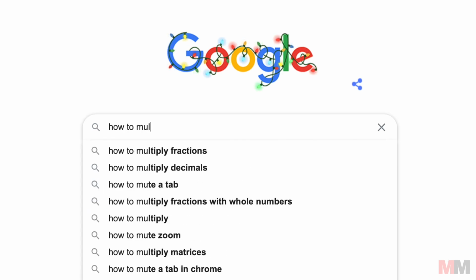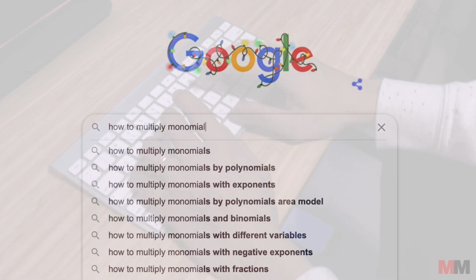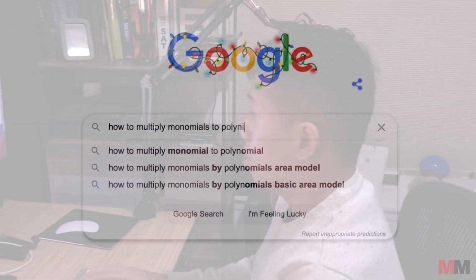How to multiply monomials to polynomials.